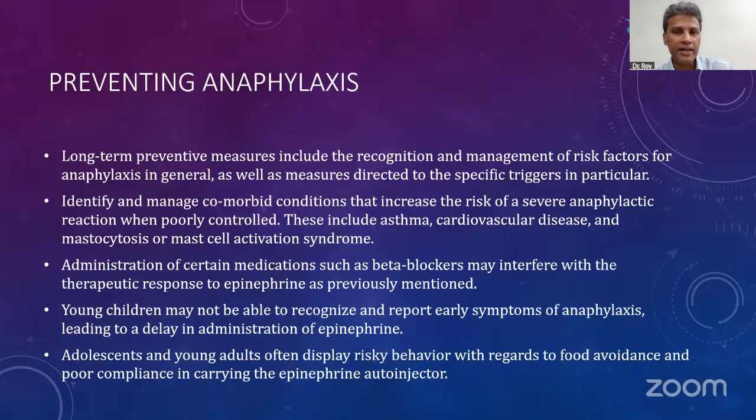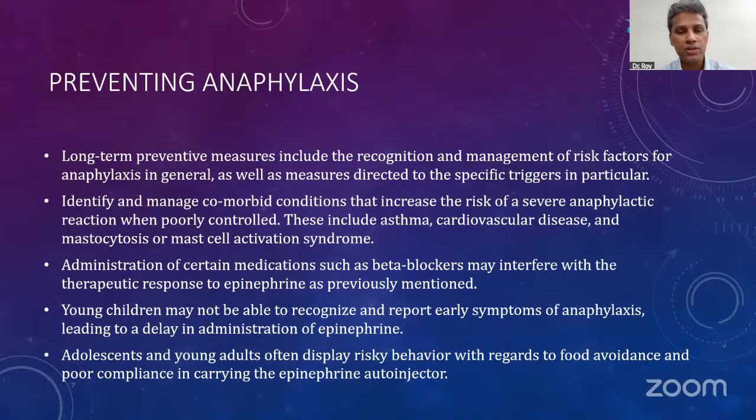When we talk about preventing anaphylaxis, avoiding the specific trigger, I'll go through the foods, I'll go through the venoms, I'll go through the other triggers in subsequent parts of the talk. But as a general rule, you want to specifically identify the trigger and avoid it. You want to manage comorbid conditions, especially asthma, cardiovascular disease, mastocytosis, or mast cell activation syndromes.